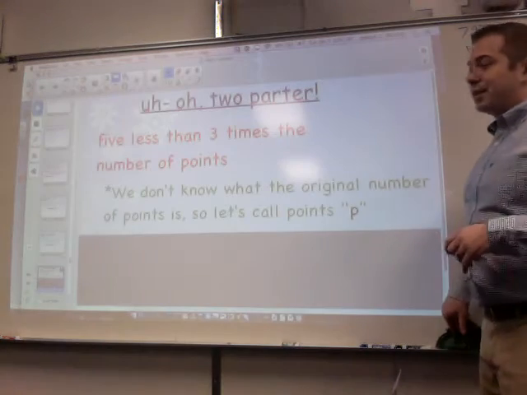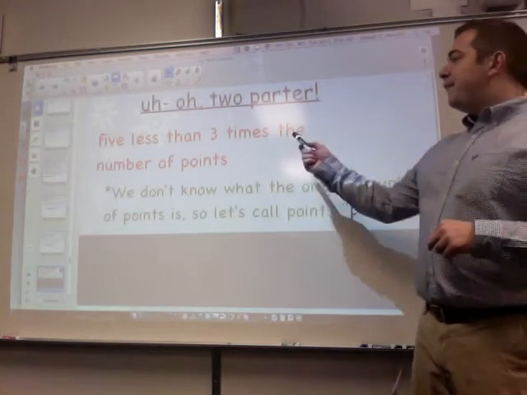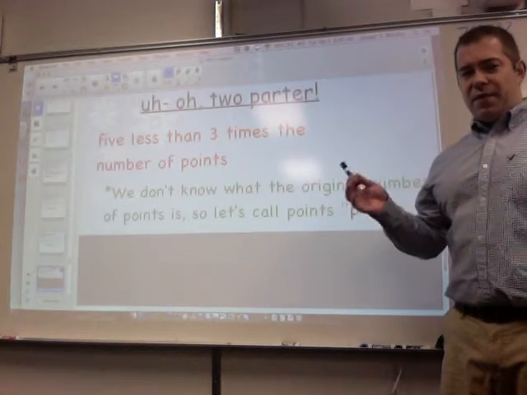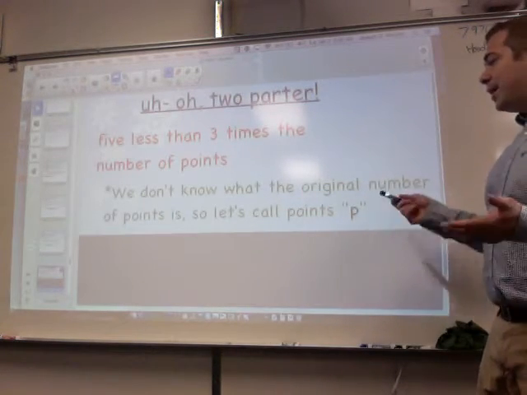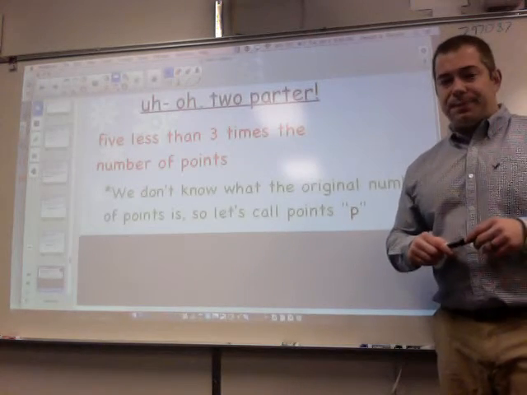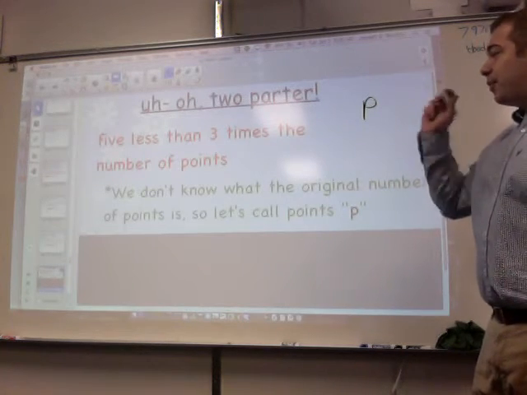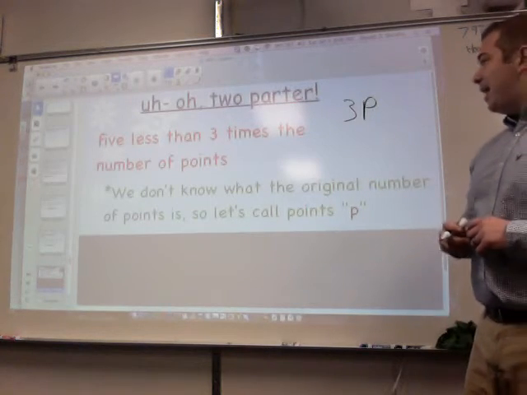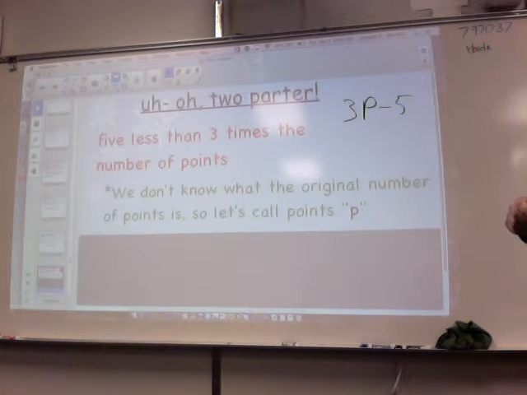Uh-oh, we got a two-parter. It's getting a little bit harder now, but I think I can handle it. If not, I have the answer below to show me. All right, 5 less than 3 times the number of points. Whoa, that's a mouthful. So whatever I have in points, I have to take 3 times of it and then have 5 less. All right, we don't know what the original number of points is, so let's call points P. P for points. So I'm going to put my P up here for now. 5 less than 3 times. Well, 3 times P would be like that, and then 5 less, we're going to have to subtract 5. So notice how I have a multiplication and subtraction problem up here. So 3P minus 5. Let's check and see if I'm right.